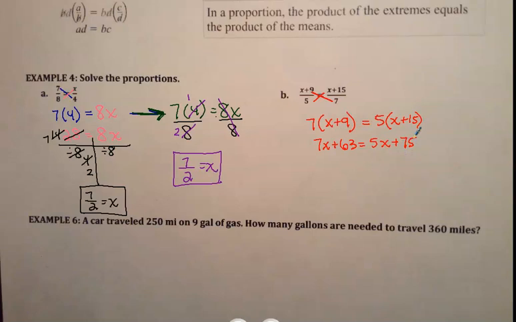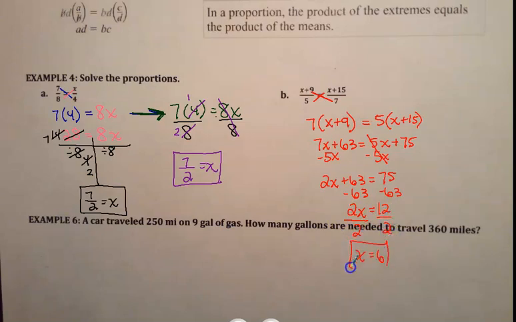Then you can draw the teeter-totter. You don't have to. I'm going to subtract 5x from both sides to get my x's together. So 7x minus 5x leaves me with 2x plus 63 equals; 5x minus 5x cancels, so I have equals 75. What would I do next? Good. I'm going to subtract 63, and I'll have 2x equals 12. Next step. Perfect. I want to divide by 2, and x equals 6.